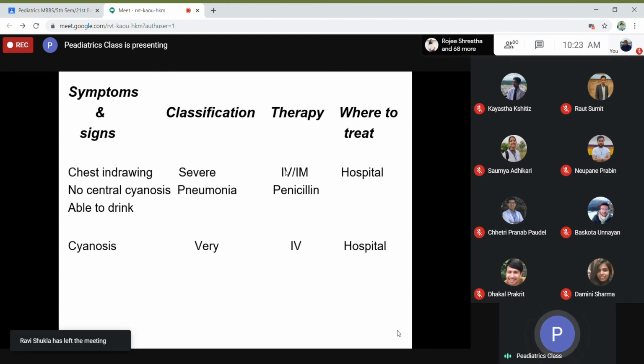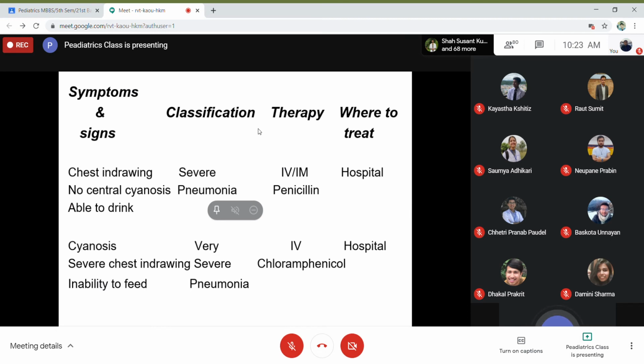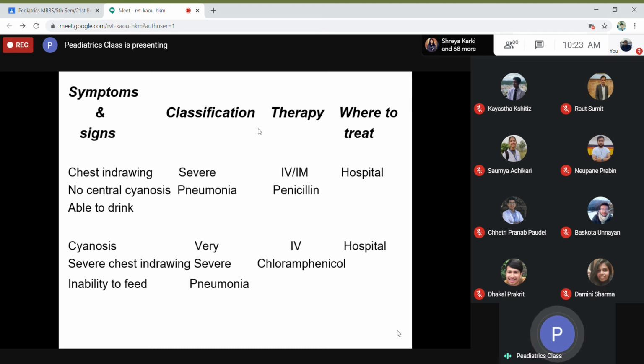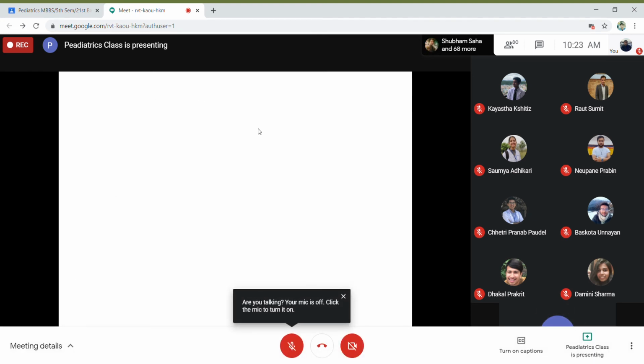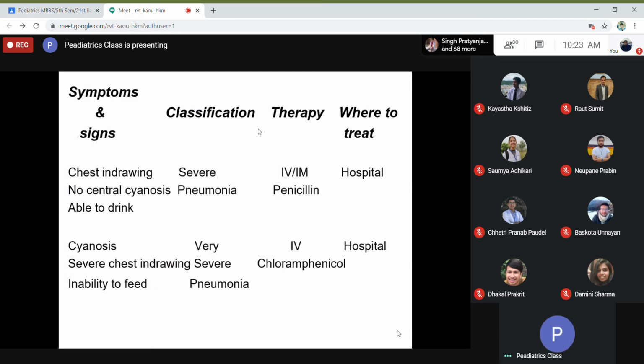The other one is if the child is having cough, fast breathing, and chest indrawing. Chest indrawing is very severe, and there is central cyanosis, inability to drink, and it is termed as very severe pneumonia, and you have to manage in the hospital with IV chloramphenicol around 75 mg per kg per day, 8 hourly for 7 to 10 days. So this is the classification according to WHO. WHO has classified to simplify pneumonia basically in developing countries, to cover all the remote villages where the hospital facilities are not up to the mark.